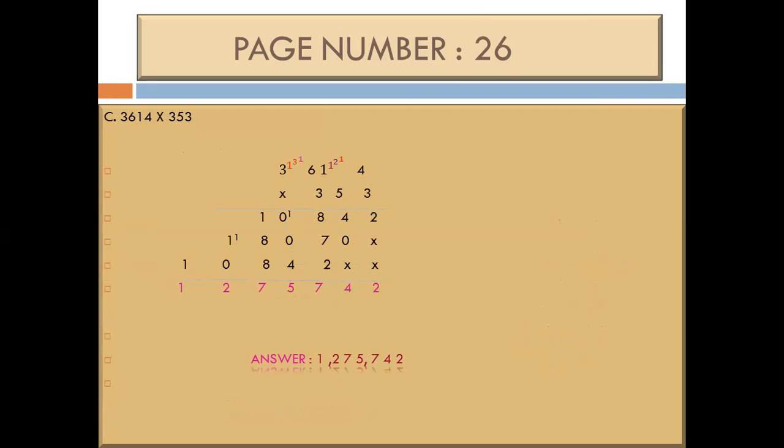This is part C. 3614 multiplied with 353. Again we start multiplication from the ones place where 3 lies. We start the multiplication 3 with 4. 3 fours are 12. We write there 2 and carry 1. 3 ones are 3, and we have already carried 1 there. We write there 4. 3 sixes are 18. 8 and 1 carry. 3 threes are 9 and 1, 10. We have completed the multiplication of the ones place.